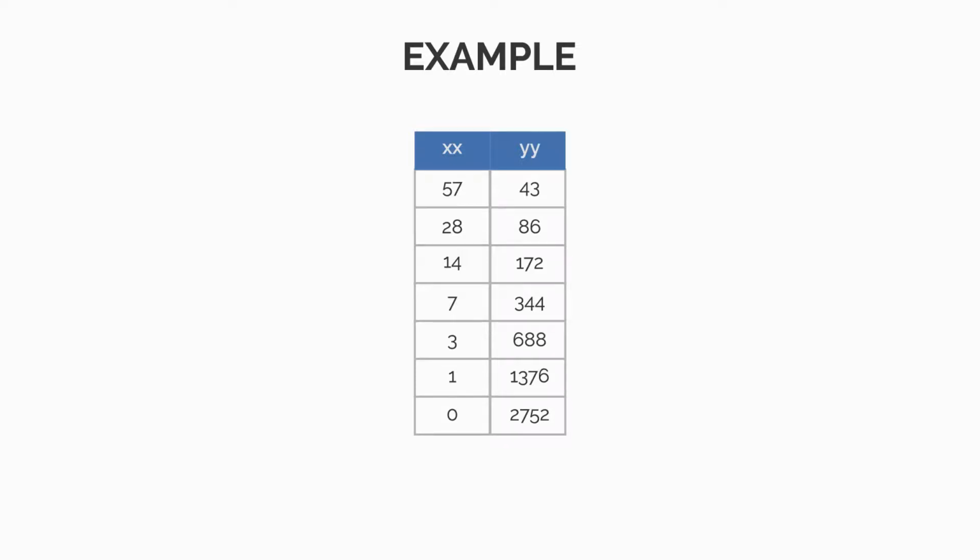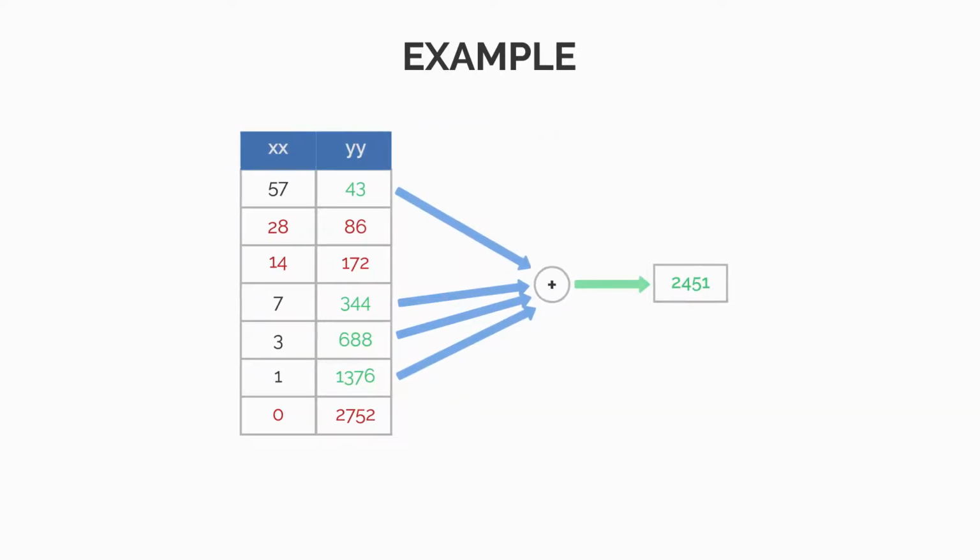So next we remove the lines in which xx is even, and finally we get the remaining lines of yy. So we get 43, 344, 688, 1,376, and we sum these numbers, getting the final result 2,451. Let us now implement this loop.